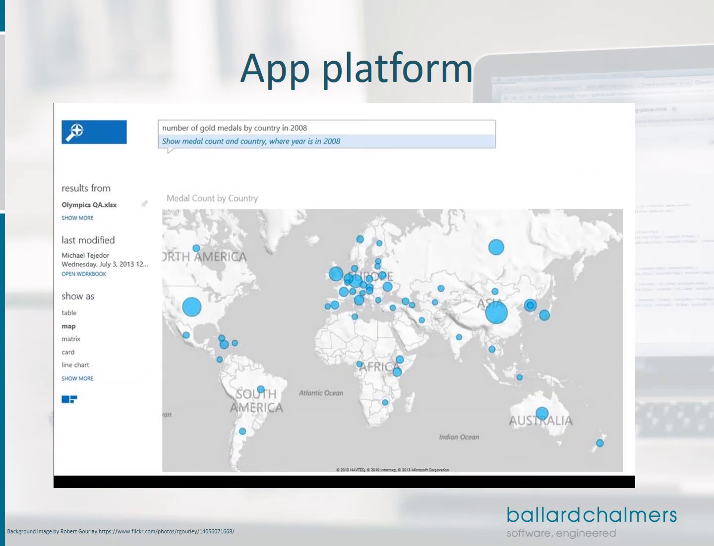You can see an example here where you've put number of gold medals by country in 2008, and it's shown that on a map and shown for the number, the different sizes that take place there.